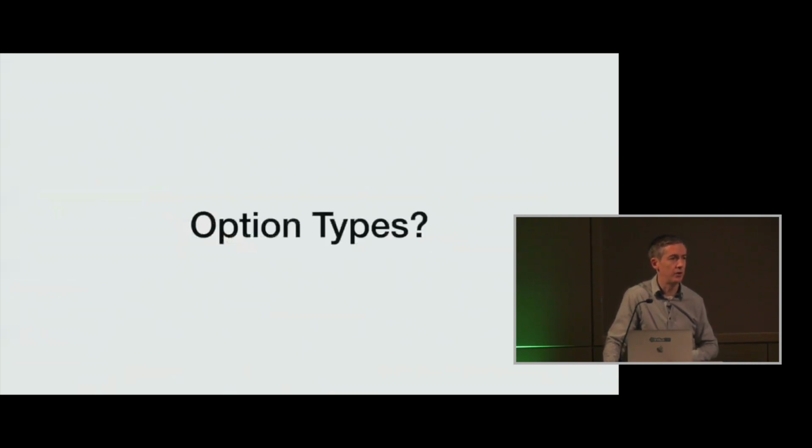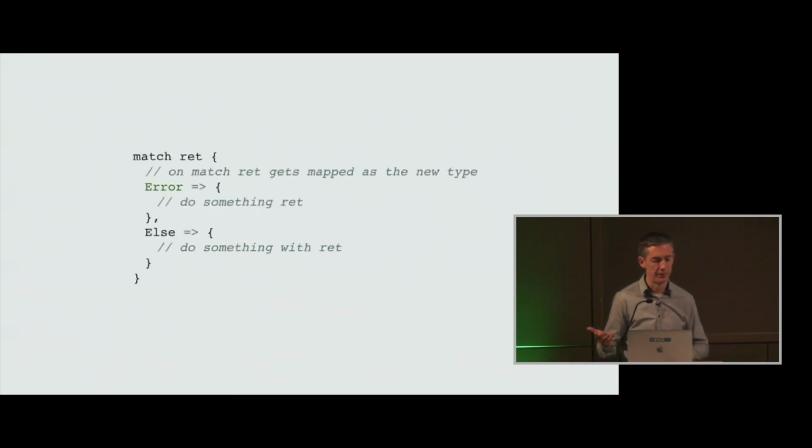One question we have is, should we use option types? You see this in functional languages. This is in Rust, obviously, where you wrap the return value. You expect some sort of result, and you wrap it so you can match against it, right? So we could have, for instance, matching syntax like this. So we match on the return value, and we say, OK, on error, do this.